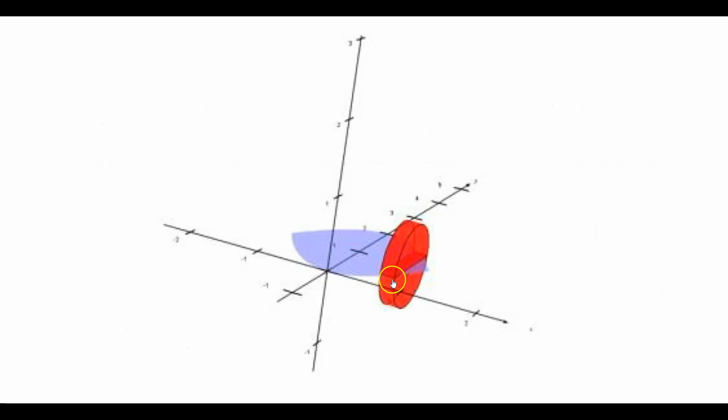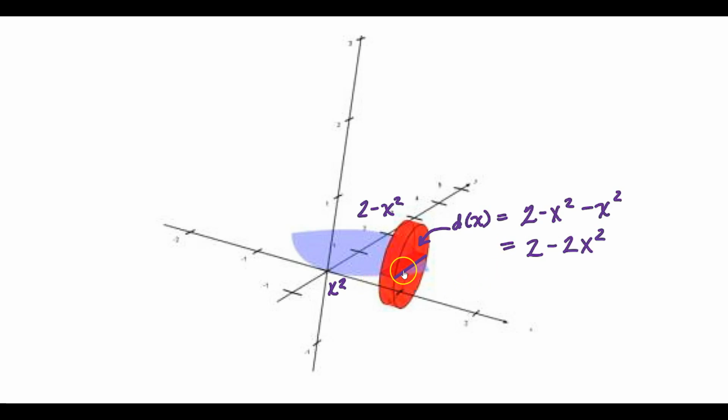So here we have our disc, and we're told that the diameter, so I'm going to go ahead and mark the diameter here, extends from x squared to 2 minus x squared. And I'm going to go ahead and call the diameter here d of x. So the diameter would be top minus bottom here, so it looks like it would be 2 minus x squared minus x squared, or 2 minus 2x squared would be the diameter of my disk. So we're going to go ahead and find the volume of the solid obtained by having these cross sections where the diameters go across this base region.